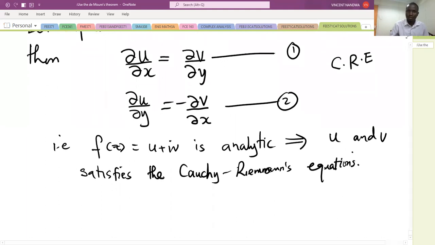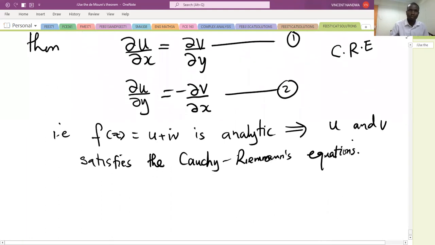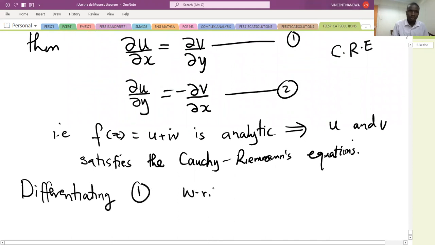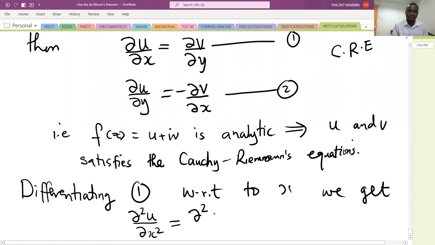So differentiating 1 with respect to x, we get, now this side will give us partial squared u partial x squared. This will give us partial squared v partial x partial y. Call this one equation 3.